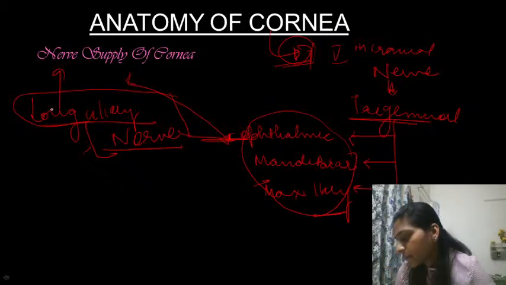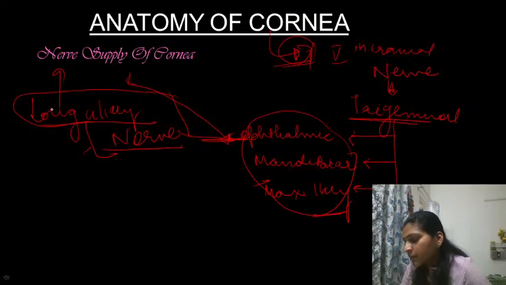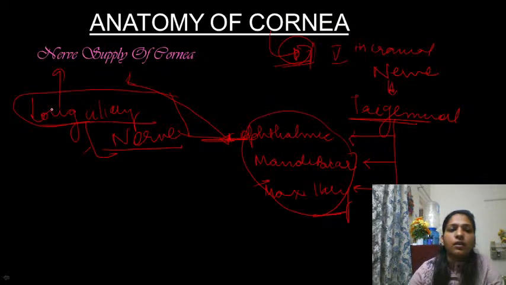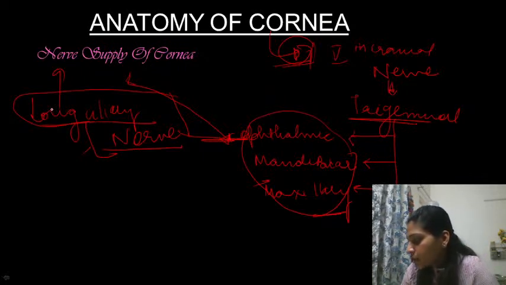Okay. Yes, Ashwani, you are right, ophthalmic, maxillary and mandibular, but the long ciliary nerve, which is a branch of ophthalmic nerve, it supplies the cornea. Okay, it supplies the cornea.